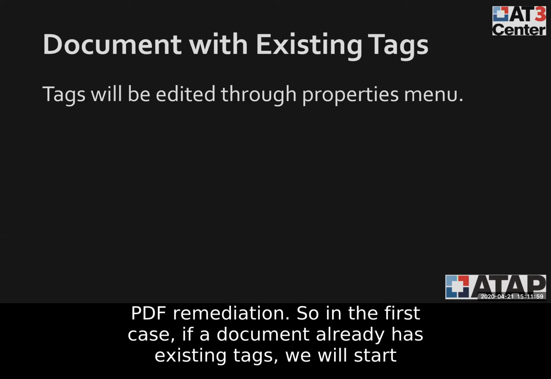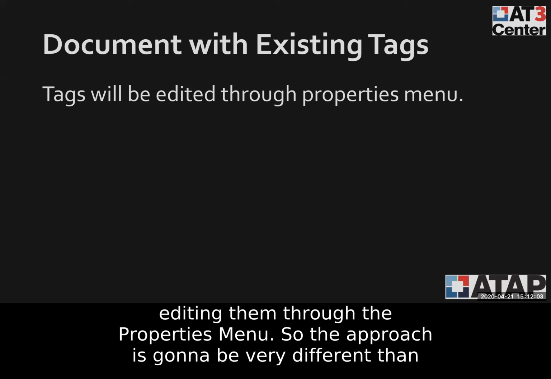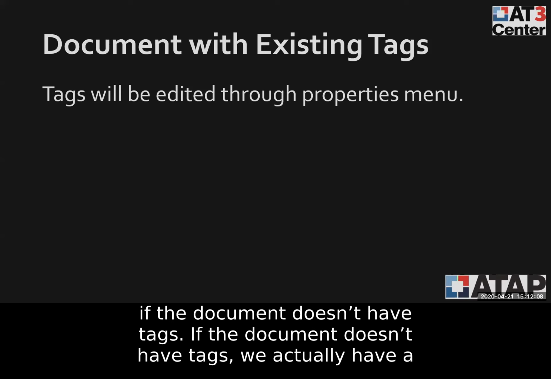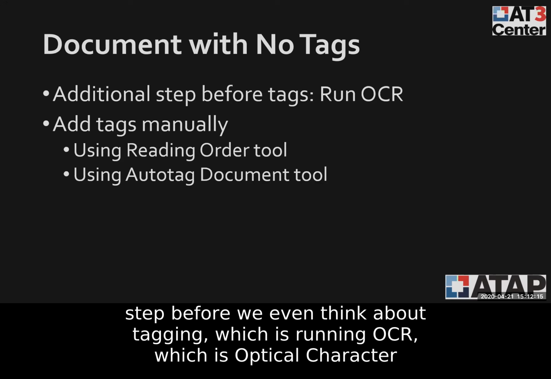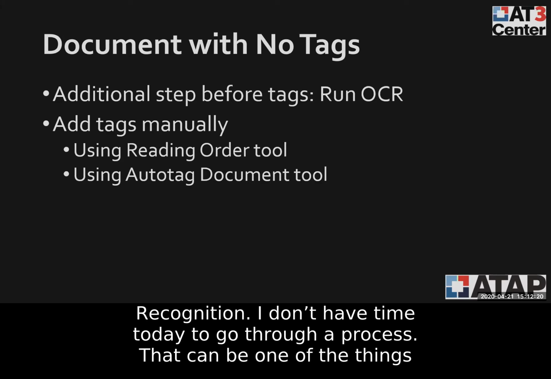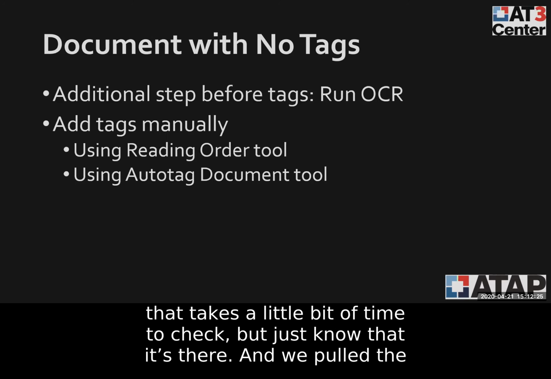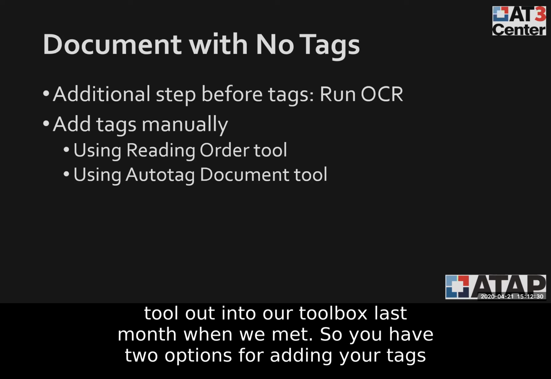So in the first case, if a document already has existing tags, we will start editing them through the properties menu. So the approach is going to be very different than if the document doesn't have tags. If the document doesn't have tags, we actually have a step before we even think about tagging, which is running OCR, which is optical character recognition. I don't have time today to go through a process. That can be one of the things that takes a little bit of time to check, but just know that it's there, and we pulled the tool out into our toolbox last month when we met.